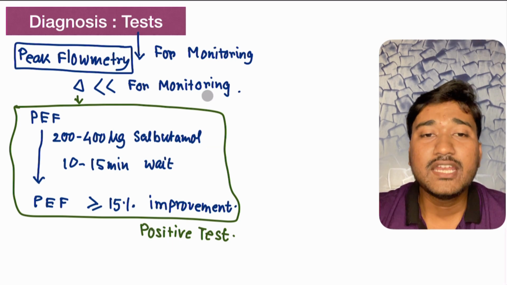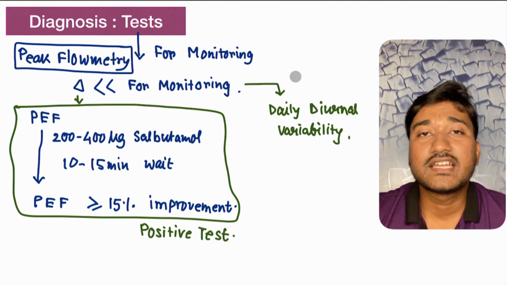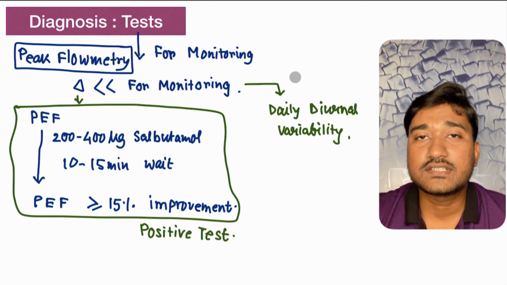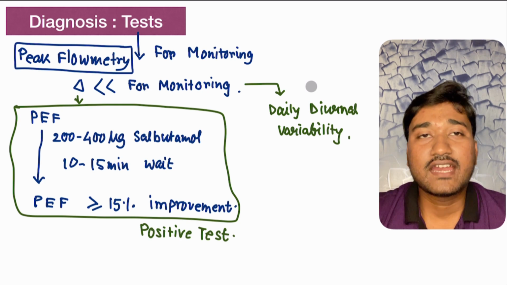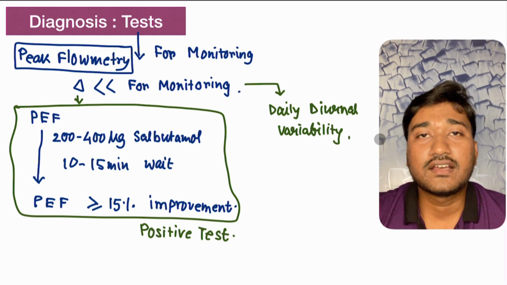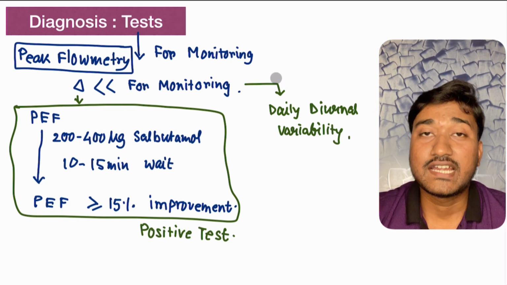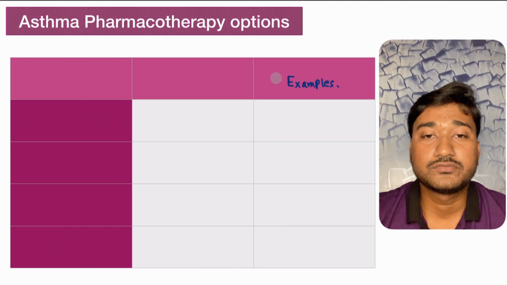Okay, but mainly we actually use it for monitoring purposes. We measure it in the morning hours as well as in the night hours, that is, in the evening hours, and this is written in the diary, and from here we monitor the disease activity. That is, we have given the treatment, and whether the child is responding or not, we monitor through it.